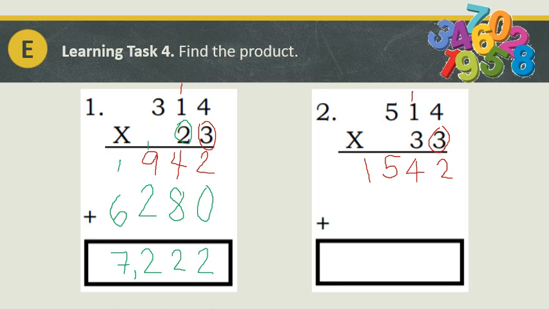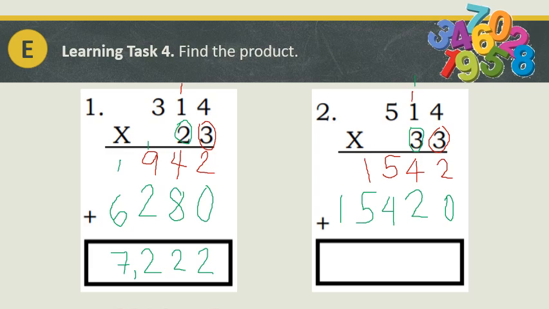Tapos, doon naman tayo sa baba. Lagay tayo ng 0 dito. Dito na tayo sa next na number, which is 3 pa din. 3 times 4 is 12. Carry 1. 3 times 1 is 3 plus 1 is 4. Then, 3 times 5 is 15.